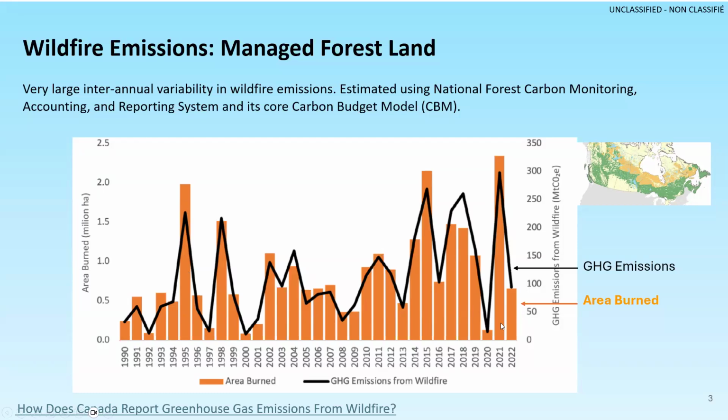Now, in this time series, which goes up until 2022, the peak year was 2021, where almost 300 million tons of carbon dioxide were released from the fires. To put that in context, emissions from all other sectors in Canada are around 700 million tons. So the emissions associated with wildfires are quite large.